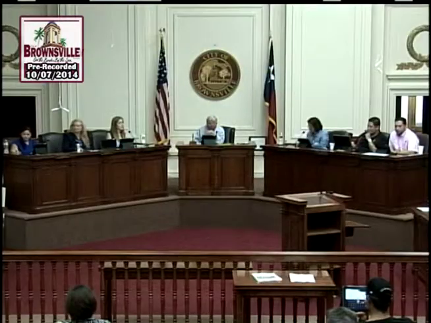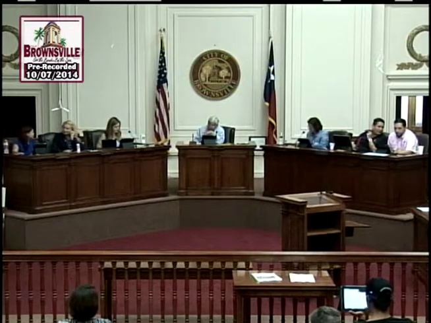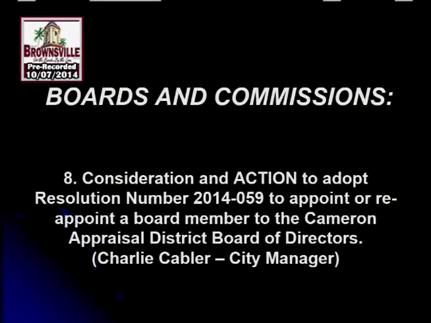Okay, if we have other candidates, then you can move to table. Move to table. I'll second that. All those in favor say aye. Aye. Motion carries. Item number 8, consideration and action to adopt resolution number 2014-059 to appoint or reappoint a board member to the Cameron Appraisal District Board of Directors.